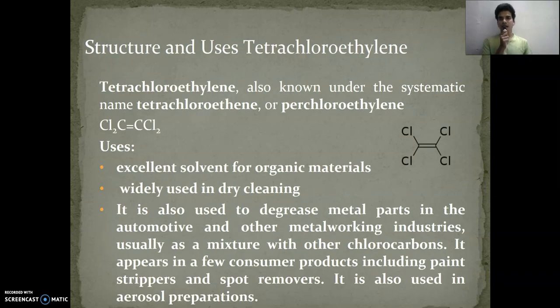Then the structure and uses of tetrachloroethylene. Structural changes occur in different structures, with the addition of a particular halogen, and that is why we use the prefixes tri, tetra and di. Tetrachloroethylene is also known by the systematic name tetrachloroethene, or perchloroethylene. The structure is Cl2C double bond CCl2.